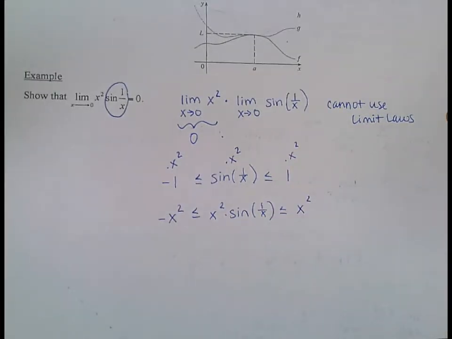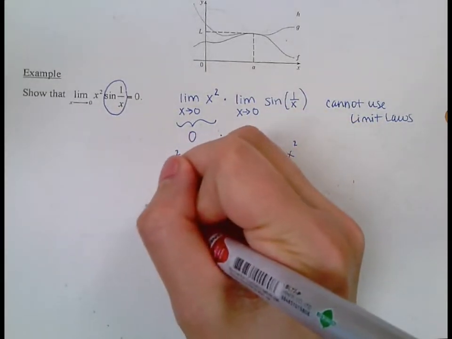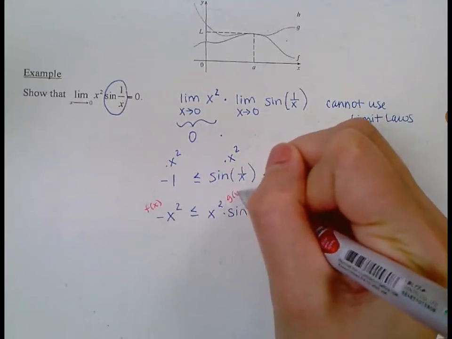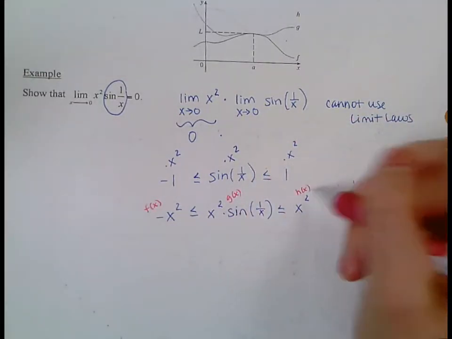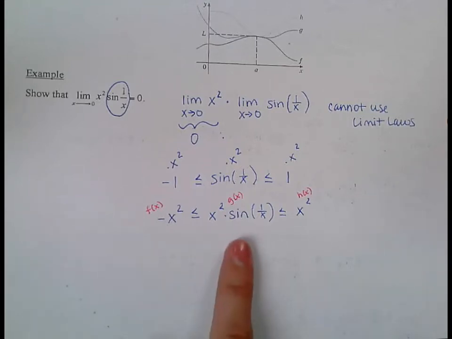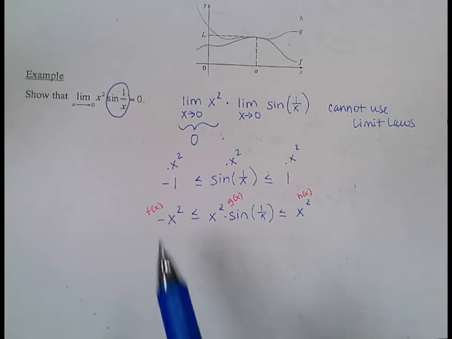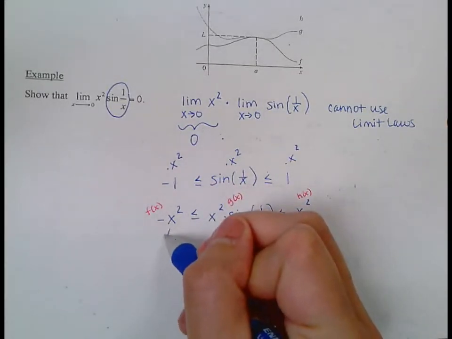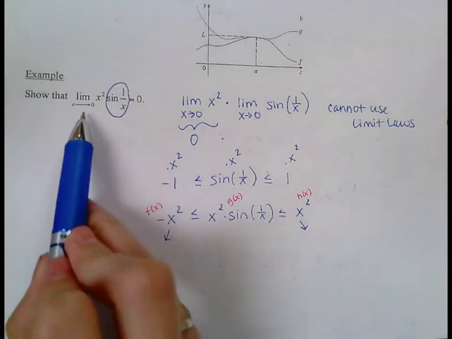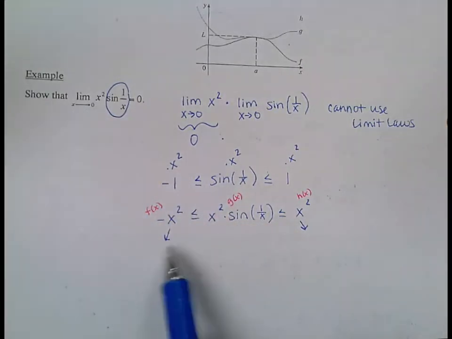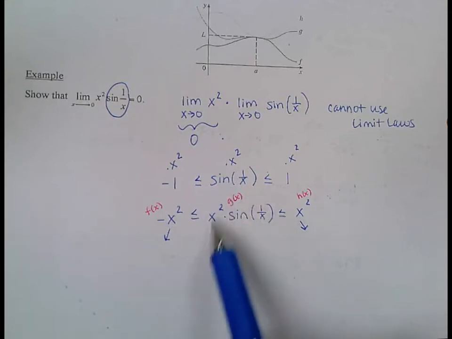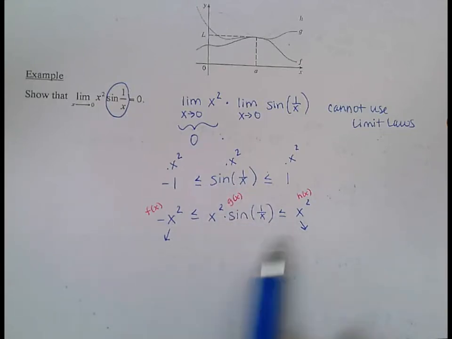And now I do have the setup for using the squeeze theorem. This is my f of x here. This would be my g of x. Again, this is in the formula. And this would be my h of x. So the function I want the limit of is squeezed in between two other functions, negative x squared, positive x squared. I then will find the limit of the two outer functions as x approaches 0. And if those limits are the same, then I've found the limit of my function, because if these limits are the same by the squeeze theorem, my function must have the same limit if it's squeezed in between those functions.